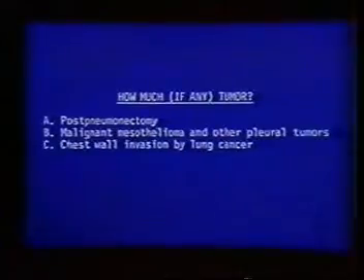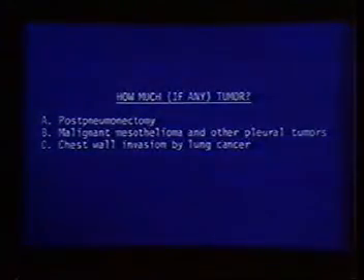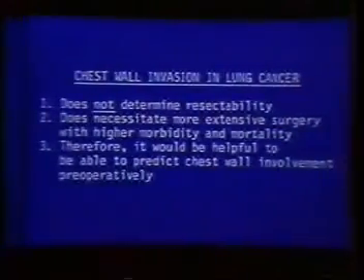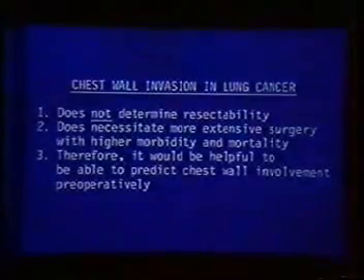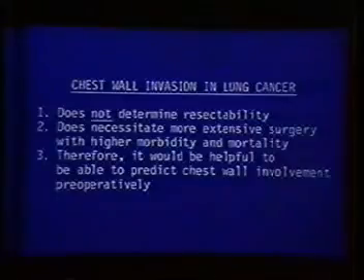Chest wall invasion by lung cancer is one last topic in this area that I'd like to discuss. Chest wall invasion, it's important to point out, no longer determines resectability. When chest wall invasion is present, it is still possible to resect lung cancer and to locally resect the chest wall, construct a chest wall prosthesis.